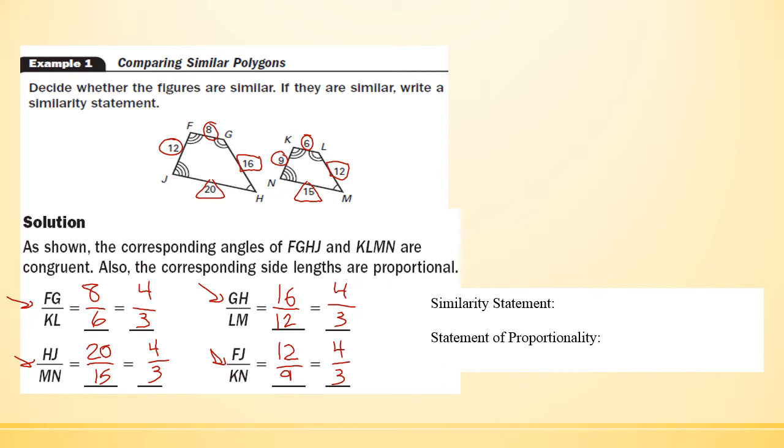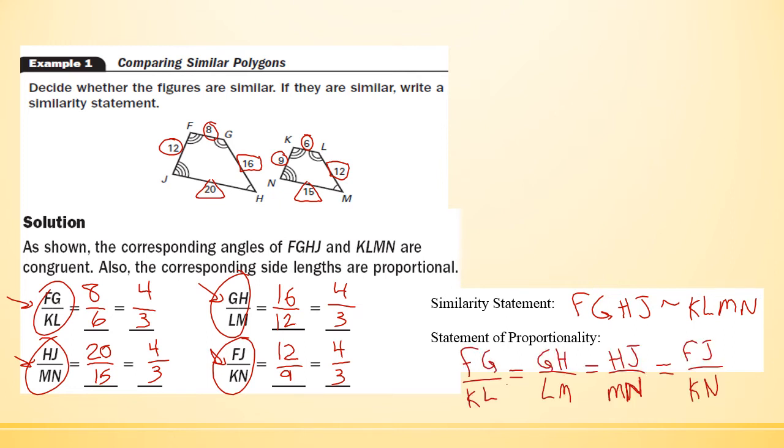Now our similarity statement: FGHJ is similar to KLMN, and again, order is important. If I start with FGHJ, then it's KLMN. Then the statement of proportionality is literally writing all of these ratios set equal. So FG over KL is equal to GH over LM. I'm going to pause it and do that. So there's our statement of proportionality, written out like that.